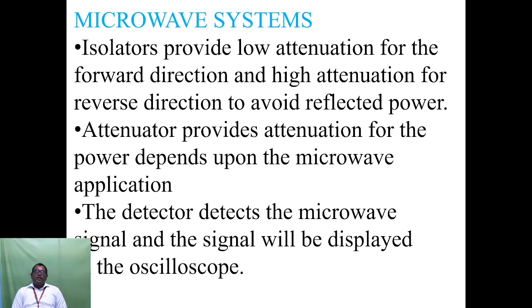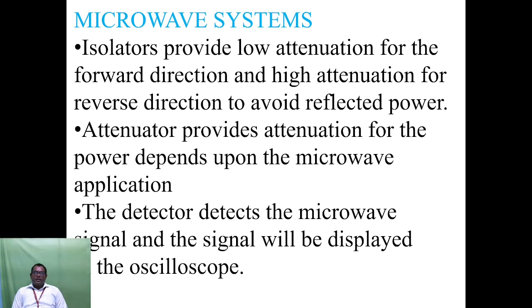And an isolator is provided for low attenuation in the forward direction and high attenuation in the reverse direction to avoid the reflected power. Here the term attenuation means the signal strength will be reducing. So we have to increase the strength of the signal, so we are using an isolator. And an attenuator is used to provide attenuation for the higher power depending on the microwave applications. So attenuator is a component and isolator also is a component of microwave devices.